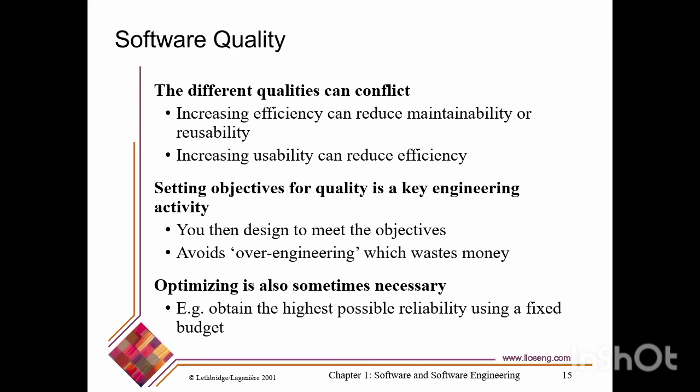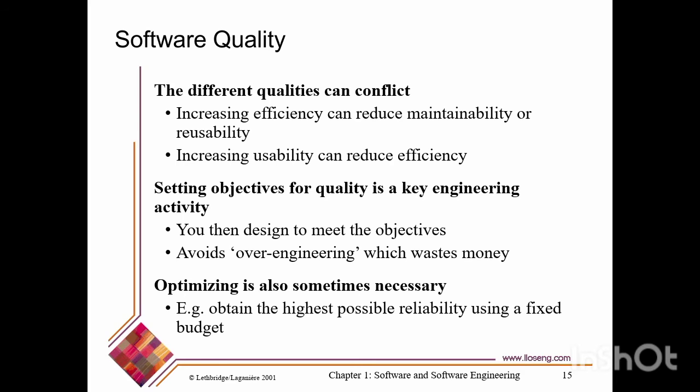The different qualities can conflict. Increasing efficiency can reduce maintainability or reusability. Increasing usability can reduce efficiency. Setting objectives for quality is a key engineering activity. You then design to meet the objectives. This avoids over-engineering, which wastes money. Optimizing is also sometimes necessary: obtain the highest possible reliability using a fixed budget.